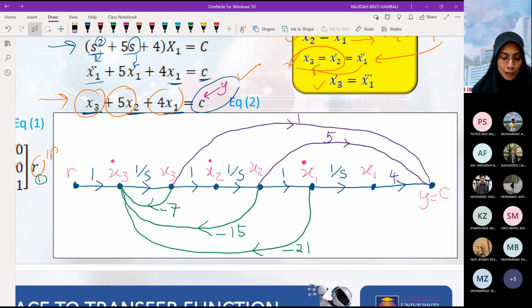Okay, so start labeling. First draw your nodes and connect all the nodes from the left to the right with a straight line. That one will represent your main forward path. For the main forward path, you check the arrow must be from the left to the right.